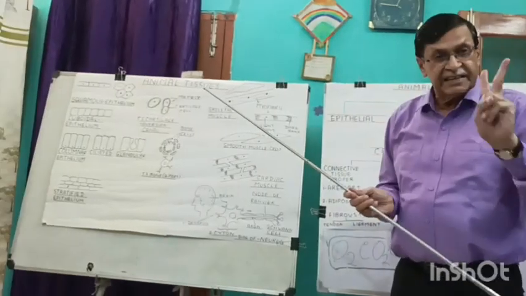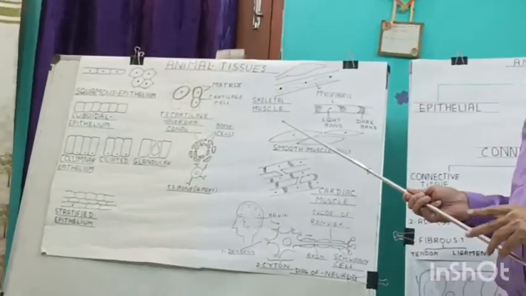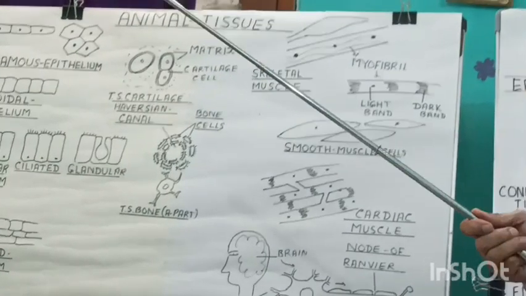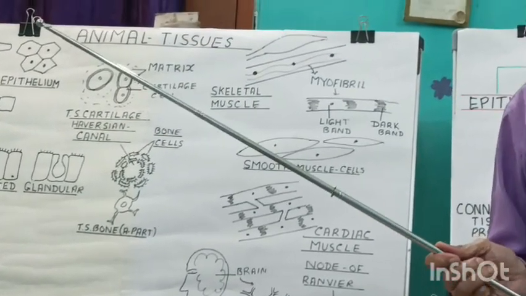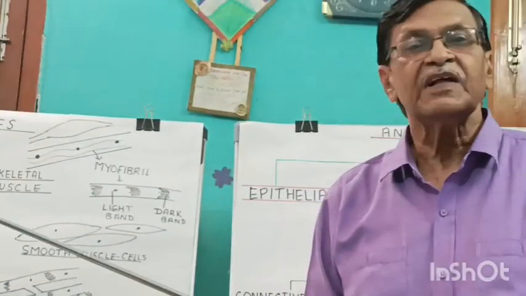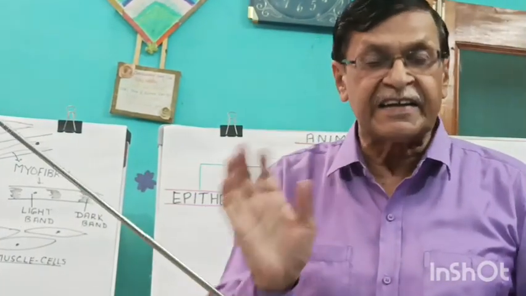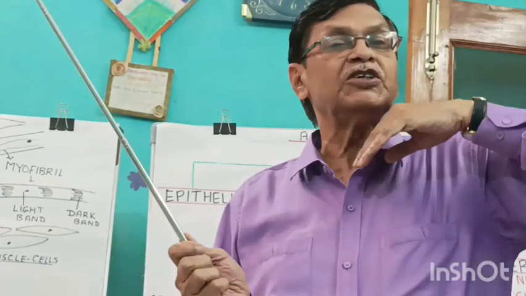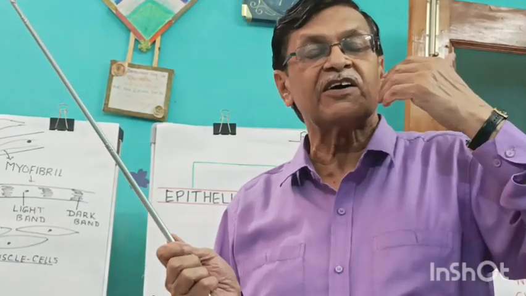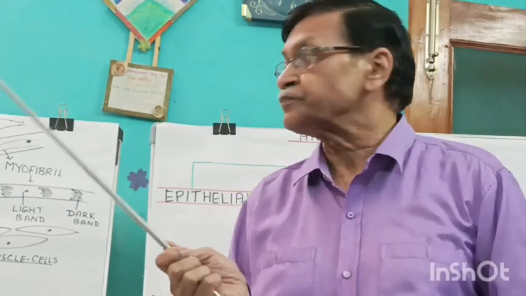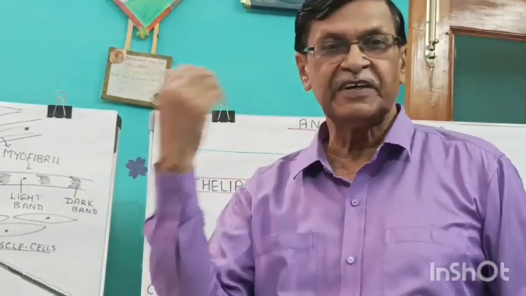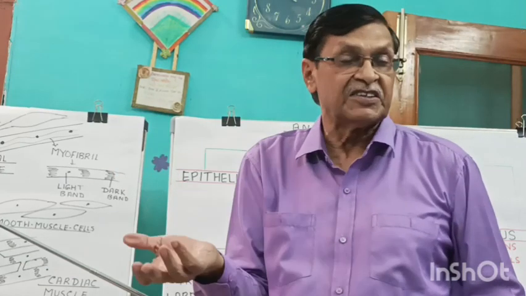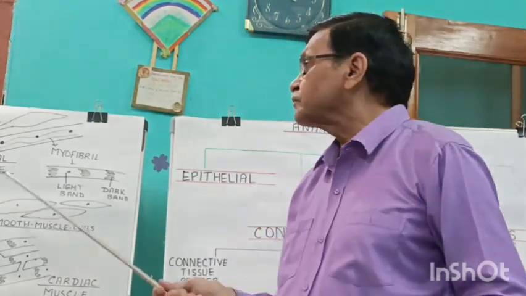Then there are three types of muscles. Skeletal muscles, which are attached at one end or both ends with a skeleton or bone. They are voluntary. It means they can function according to our instruction, according to our wish or will. Suppose we have to make this type of movement, so it will act according to our instruction or our wish.